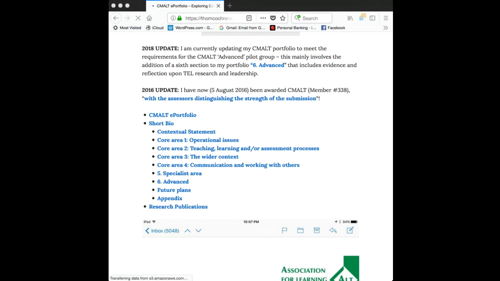So those were both trialled, and I was on the trial for the senior CMALT, and that came through about a month ago. So you can see that on my site. There's a lovely badge at the top of it. Just scroll up, Kate. Basically, I just updated my CMALT portfolio, and you have to add some extra dimensions for senior, demonstrate a significant either research or management in technology enhanced learning.